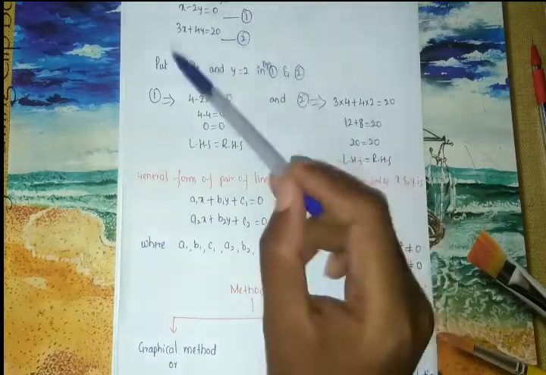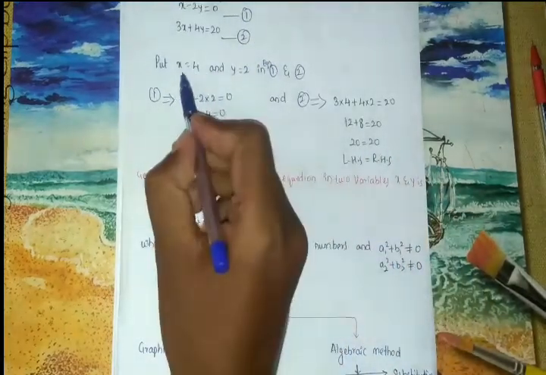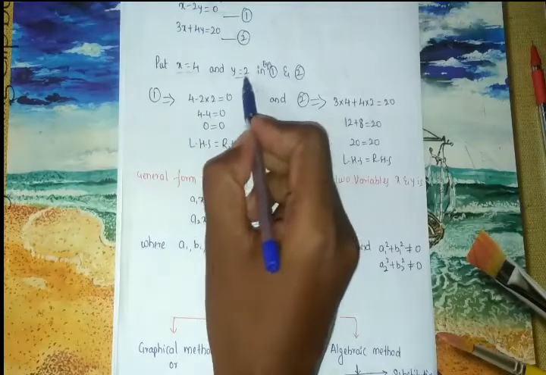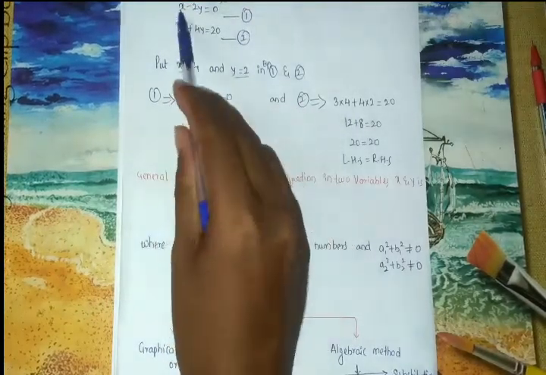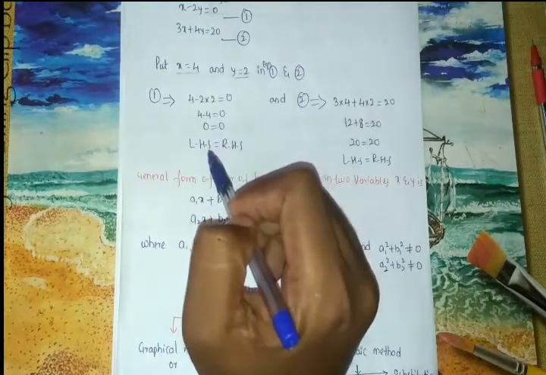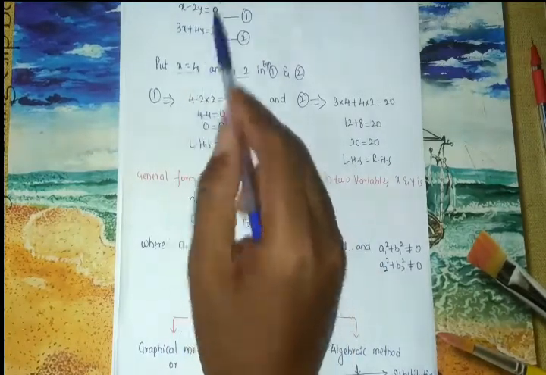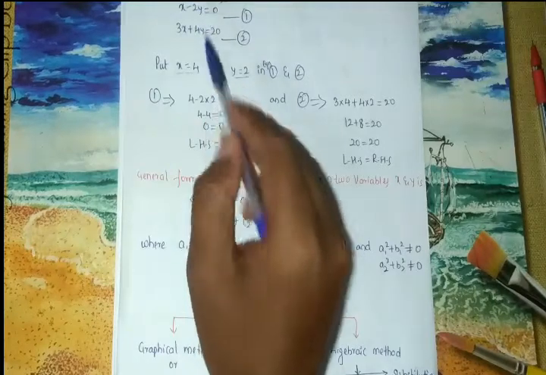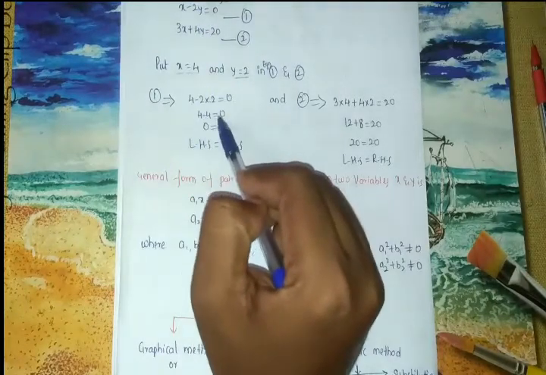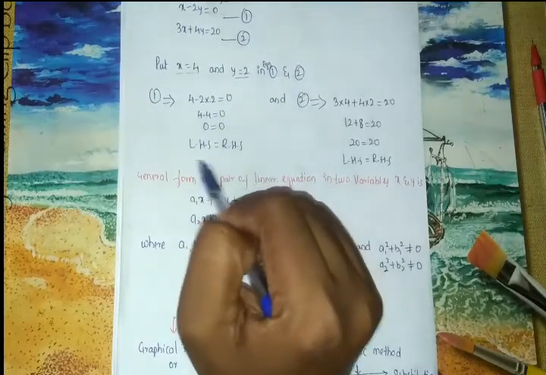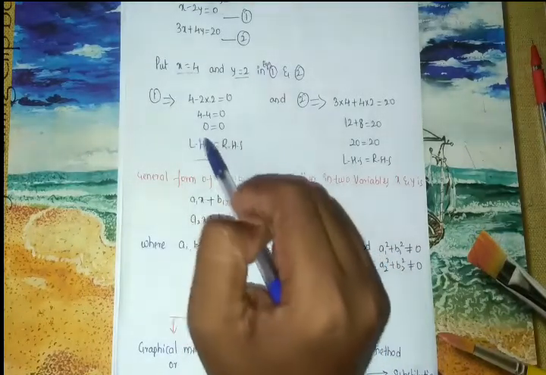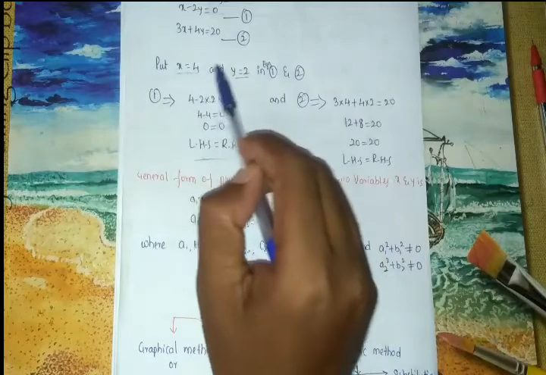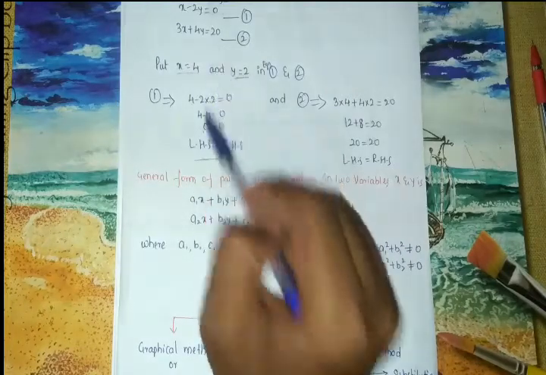So there should be a common x and y value which satisfies equation 1 and equation 2. For that, let me take the value of x as 4 and y as 2, and put them in both equations. Let me take this equation: x minus 2y equals 0. So x as 4 and minus 2, y as 2. So 4 minus 4 equals 0, 0 equals 0, LHS equals RHS. So this is satisfying. So x equals 4 and y equals 2 is a solution.